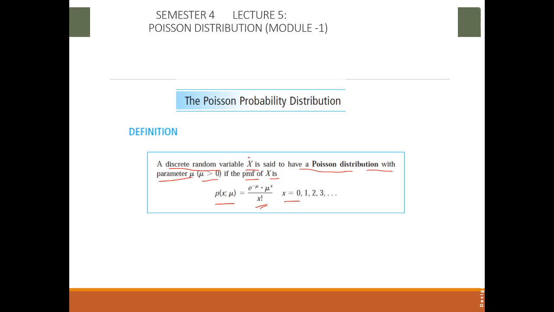So any discrete random variable that has a PMF of the form e raised to minus mu into mu raised to x divided by x factorial is called a Poisson distribution or Poisson random variable. So here mu is something we know. It's the mean, right? We denote the mean by mu. Why we are using mu, there is something there, so I will discuss that later.